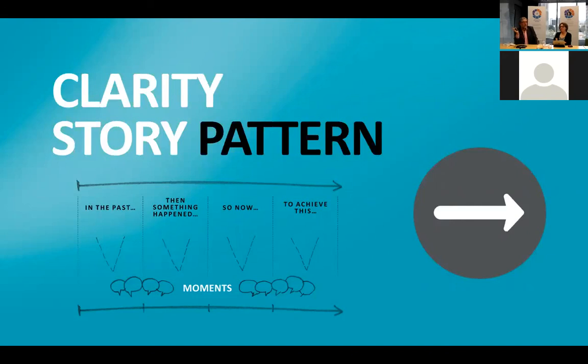So the clarity pattern is just this basic structure. In the past, it was like this, and then something happened. So now we're doing this, that's why we need to do this change. So in the future, it can be like that. And really, it's about telling this broad story, but then filling it with your own moments, your own personal experience.